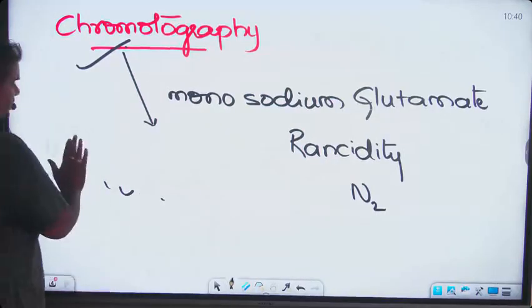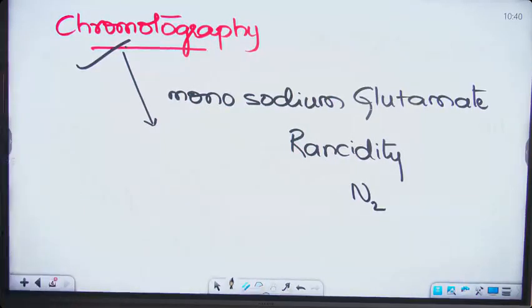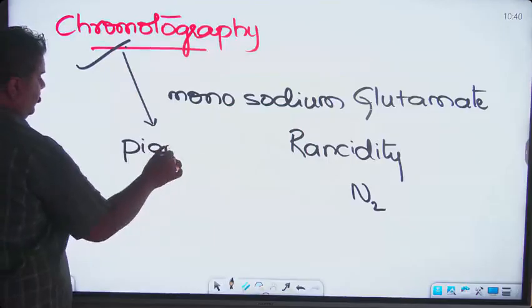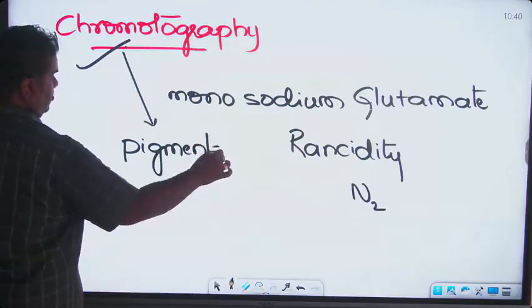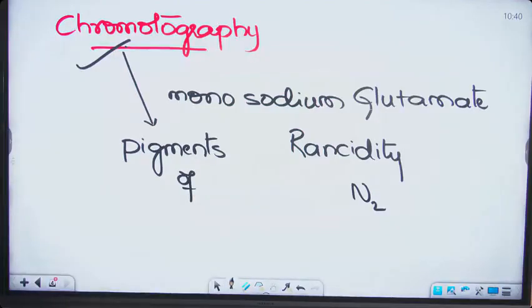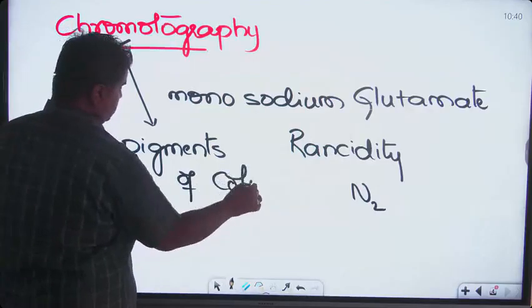This method can also be used to separate the pigments of various colors.